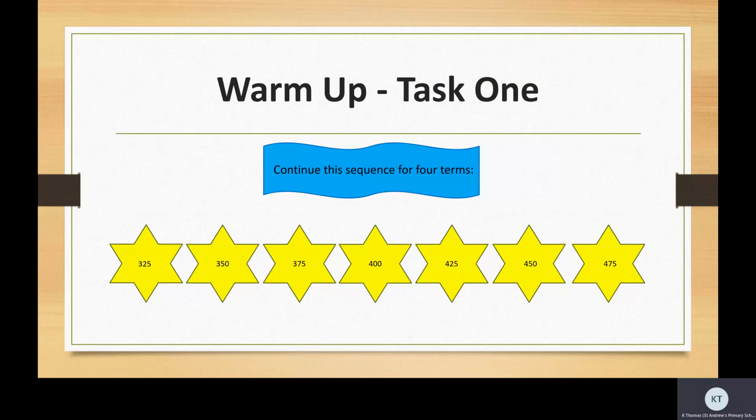So let's see. 325 add 25 is 350. 350 add 25 is 375. 375 add 25 is 400. 400 add 25 is 425. 425 add 25 is 450. And 450 add 25 is 475.